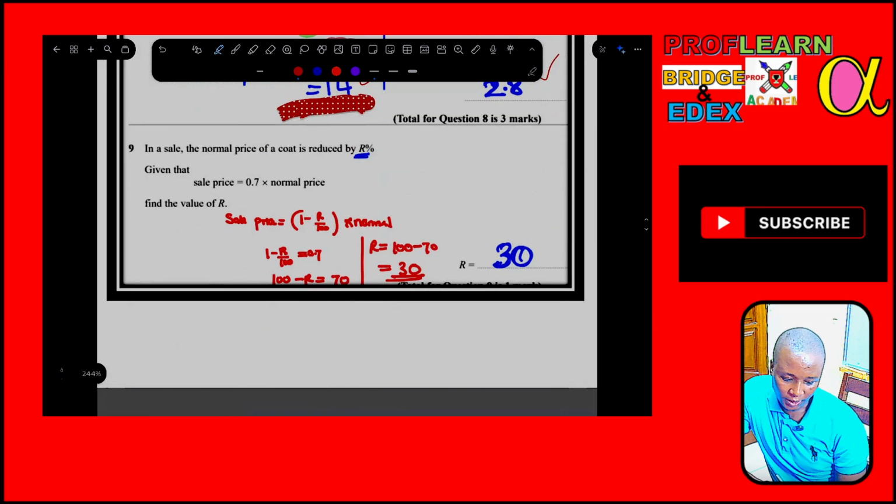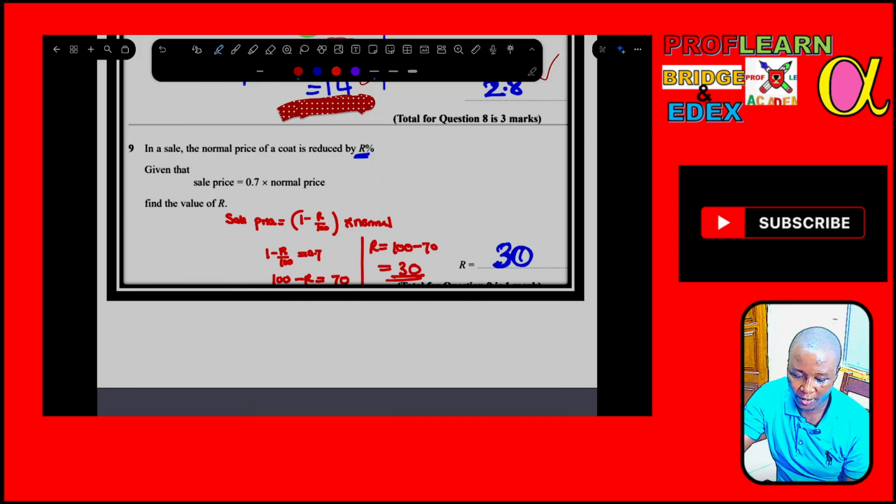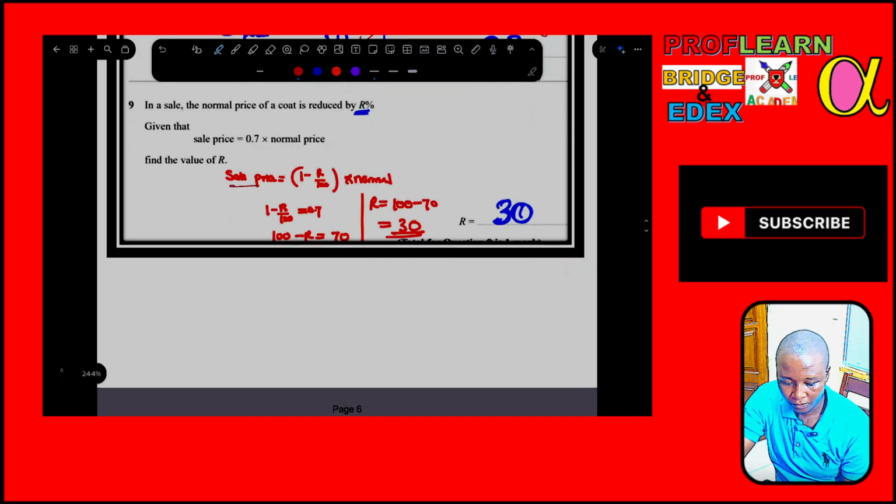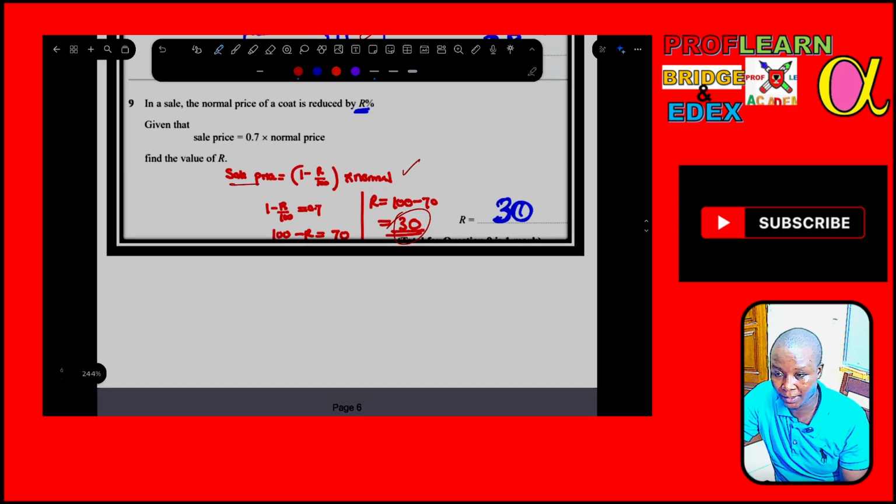Question number 9, we are told that in a sale, the normal price of a coat is reduced by R%. Given that the sale price is 0.7 times the normal price, find the value of R. Basically here, I say the sale price is going to be 1 minus R over 100 times the normal price. And if you work it out, your R is going to be 30. Your R is going to be 30%.